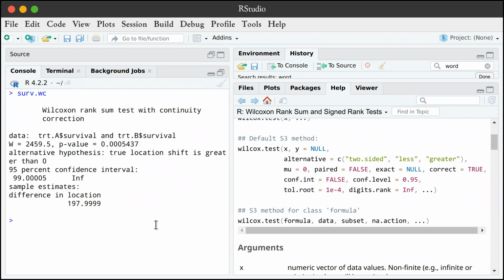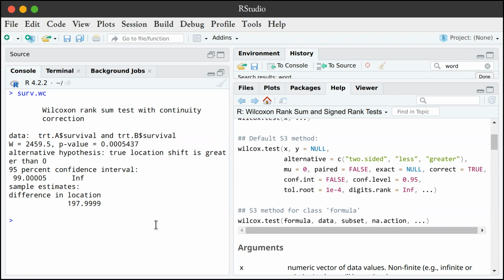Confidence intervals are not that intuitive when it comes to Wilcoxon. So should you report it in practice? No, I wouldn't do it. Difference in location, I wouldn't do it. Because those terms would actually make things more complicated. I can simply report the p-value if it is less than 0.05, and we have evidence to conclude that treatment A is likely to offer greater survival times than treatment B.